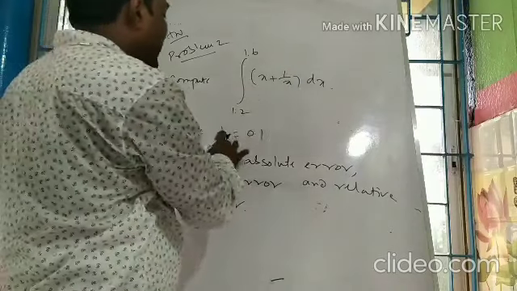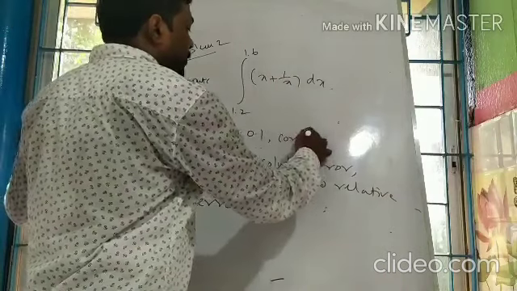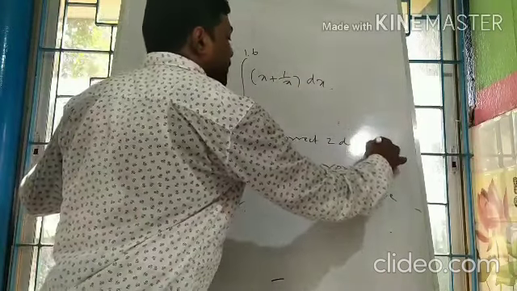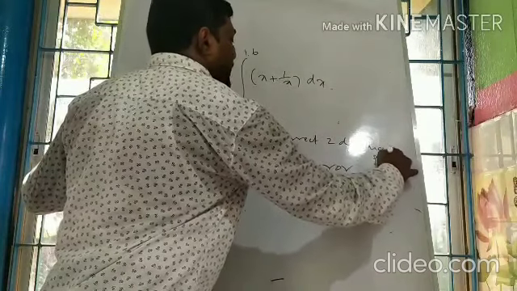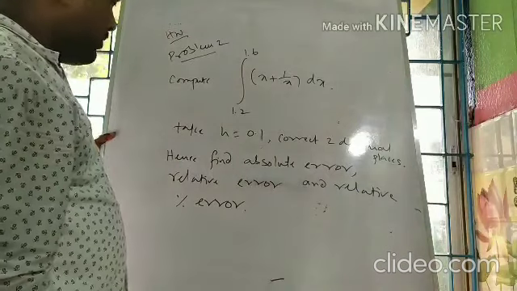taking h equals 0.1, correct to 2 decimal places. Hence find absolute error, relative error, and relative percentage error.